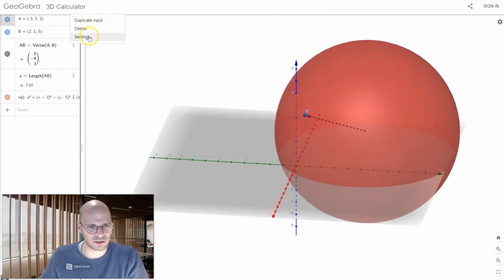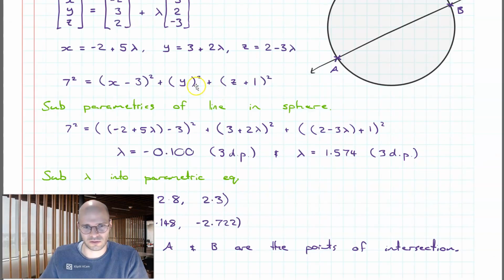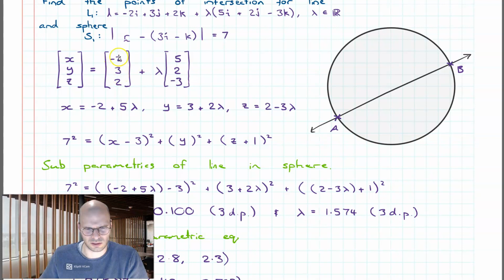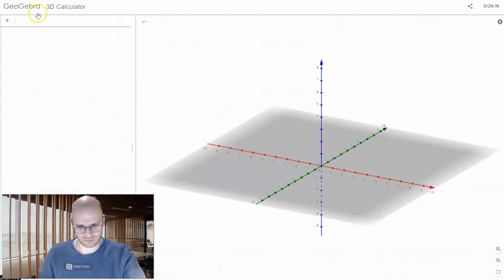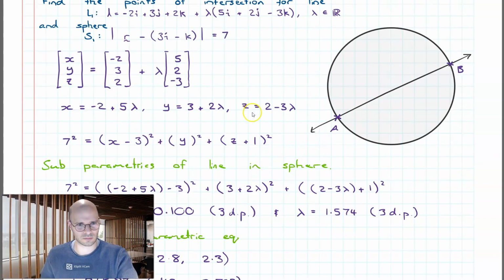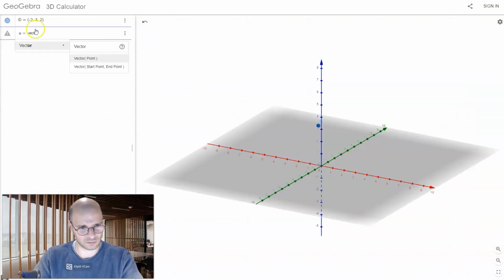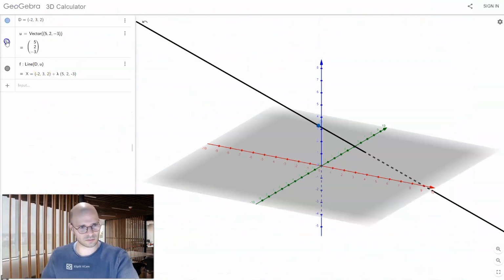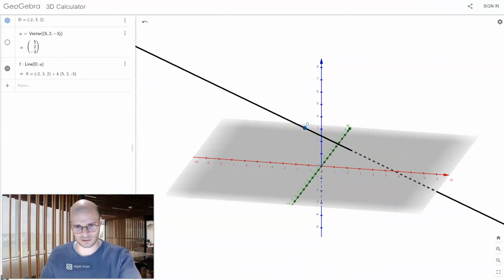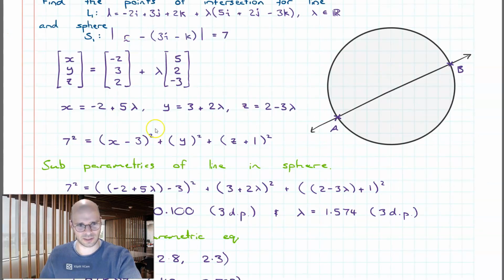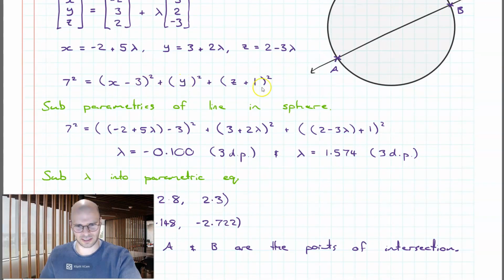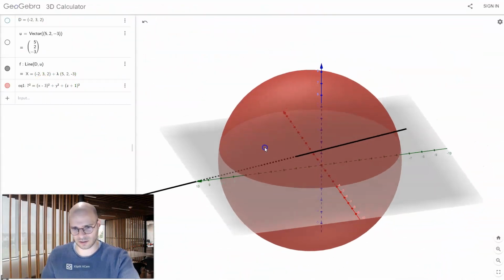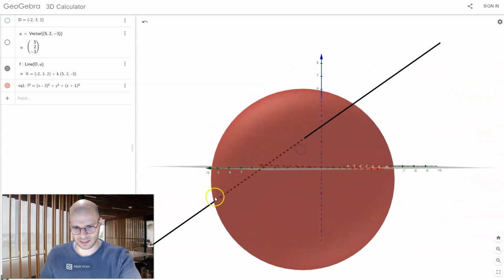We can get rid of all of these. Alright, so the first equation was minus 2, 3, 2 and 5, 2, minus 3. So this is the line over here. Yeah, so that's our line. Next we need the sphere, which is minus 3, 0, 1. And what we're looking at are the points of intersection here and here.